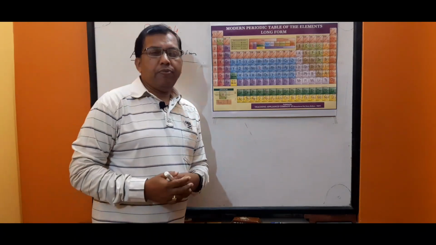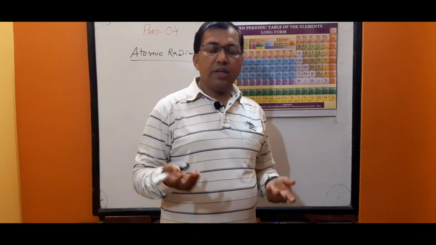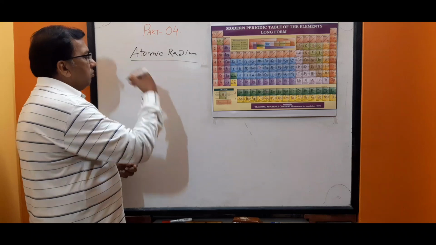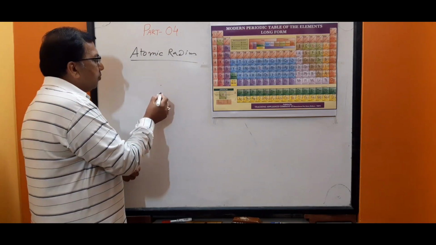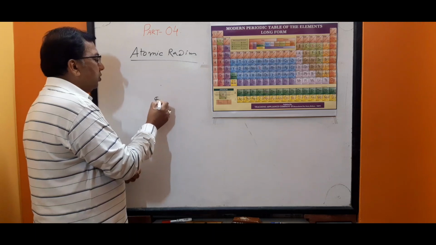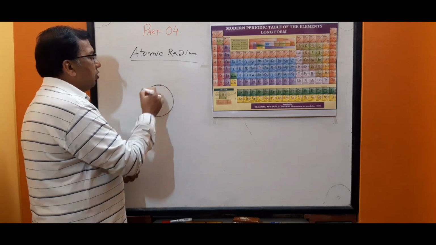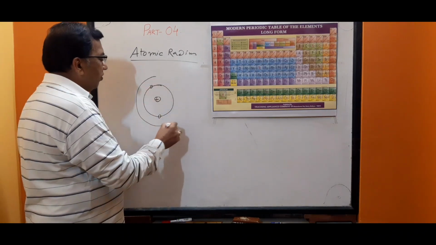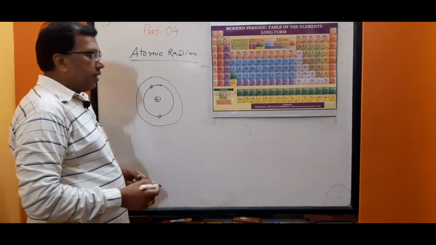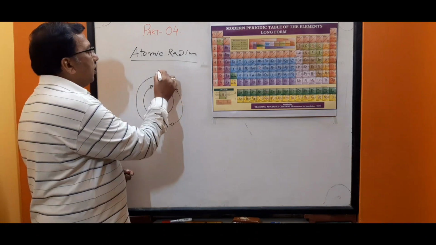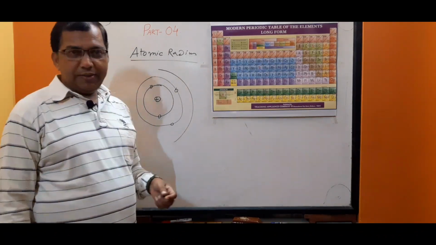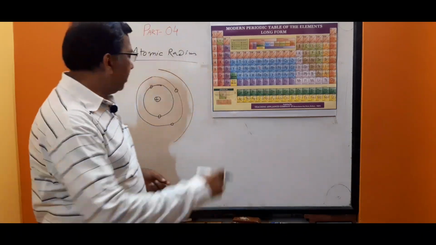So what is atomic radius? You have read about it in classes 7, 8, 9, 10. Go through the previous days. Suppose this is the atom, the center is the nucleus. The electrons revolve around the nucleus. There are so many shells we have learned, the K, L, M, N shells, with electrons revolving. I am also drawing the third shell here. So many shells are there. So what is the definition of atomic radius? Learn it clearly.